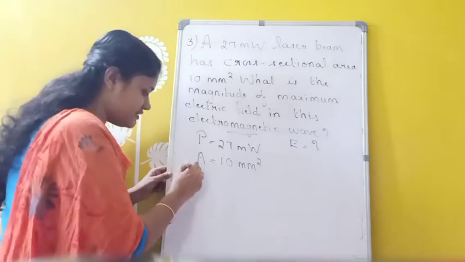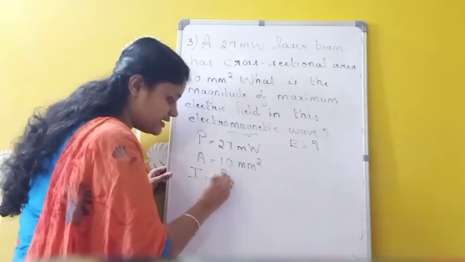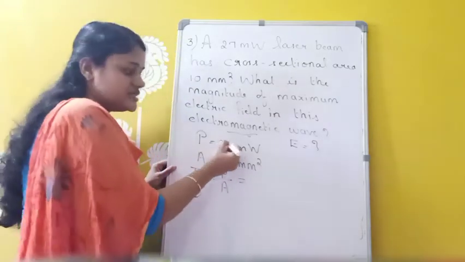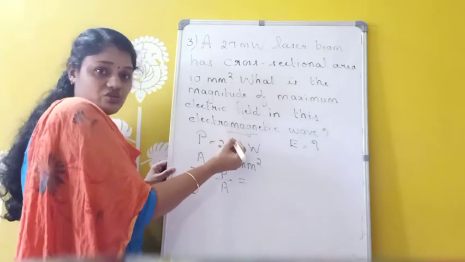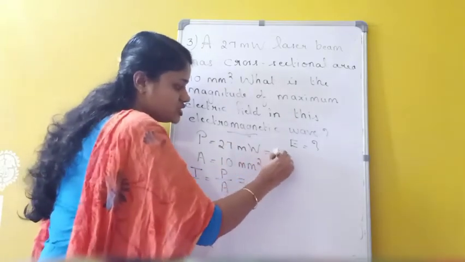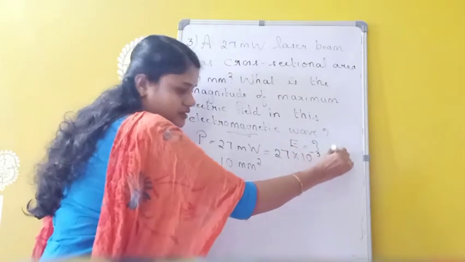So intensity is given by I equals power by area. So P by A gives the intensity of the electromagnetic wave. Here we have 27 milliwatt, so we have to convert it into the SI unit of power, that is watt. How will you convert milliwatt into watt? 27 into 10 raised to minus 3 watt.